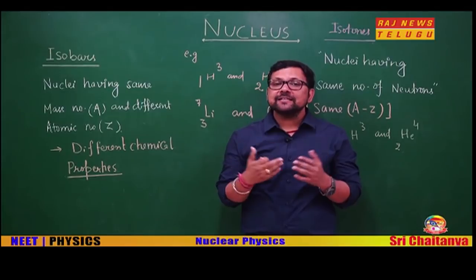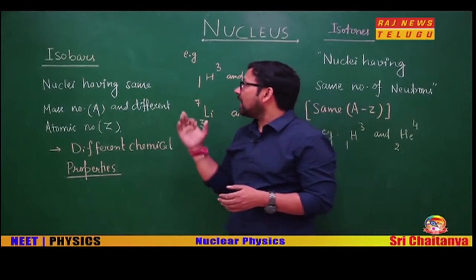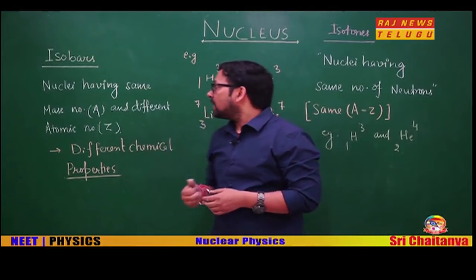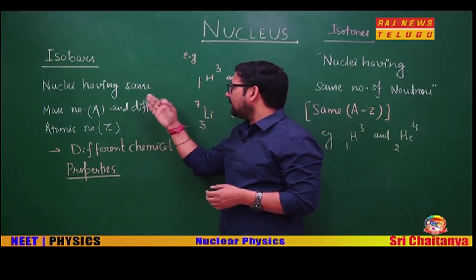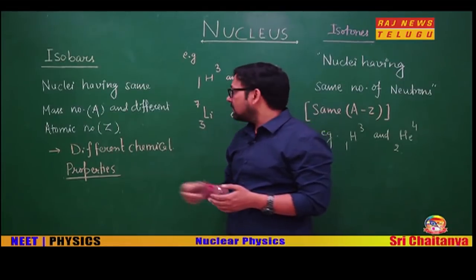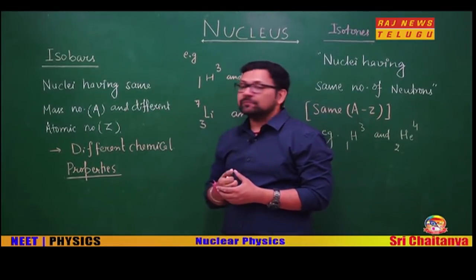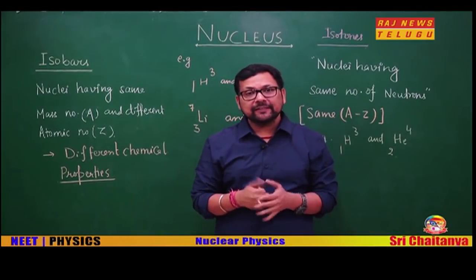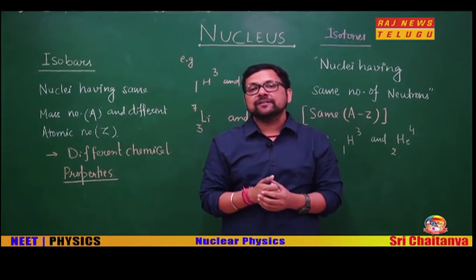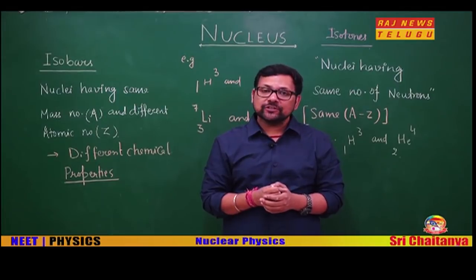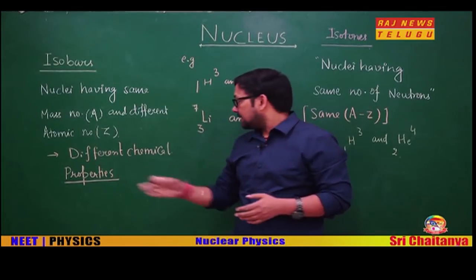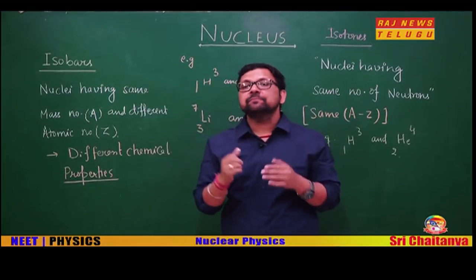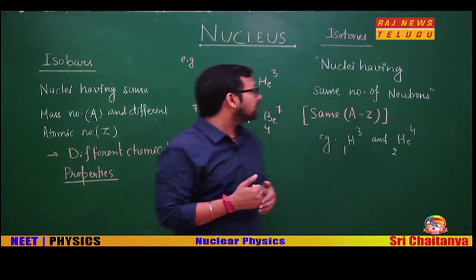Now our next definition is that of isobars and isotones. Isobars are nuclei having the same mass number and different atomic number. Since atomic number is different, obviously the electronic configuration is different, and it means different chemical properties. So they are not at the same place in the periodic table.